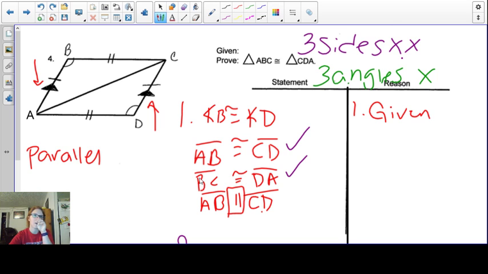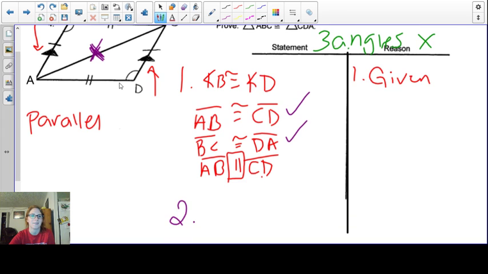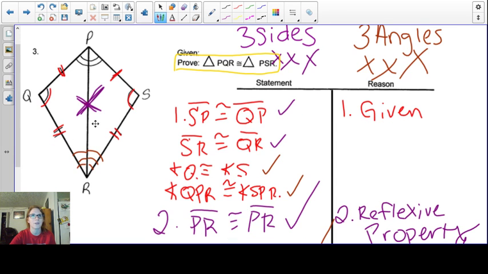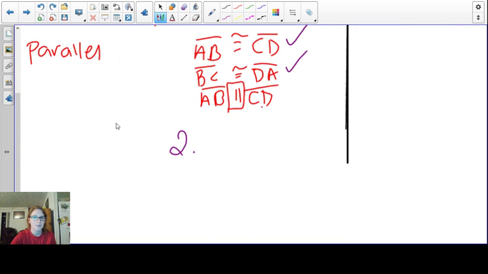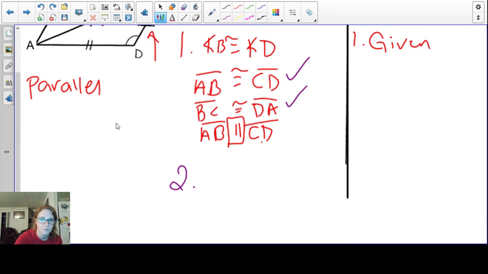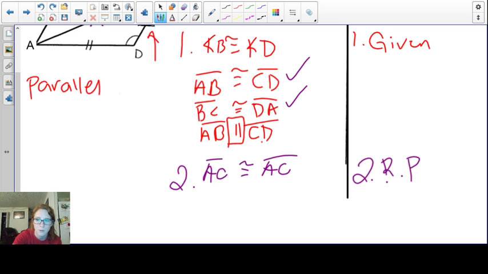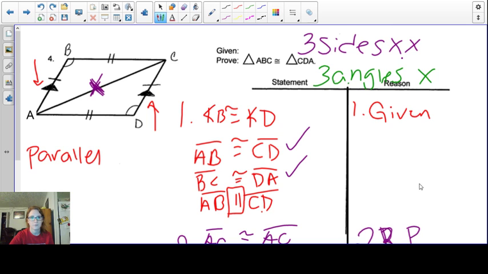Well, cover up your triangle. Where's my missing side? Good, it's at AC. So I need to know something about AC. Well, isn't that exactly what we did in this last one when we were looking for that last side? So AC is going to be congruent to AC, and that's going to be based on the reflexive property, which we can shorthand to RP. It has to be equal to itself. So boom, we got our 3 sides. Awesome.